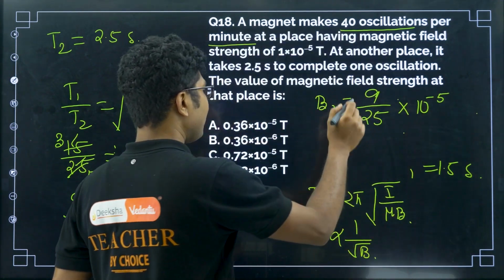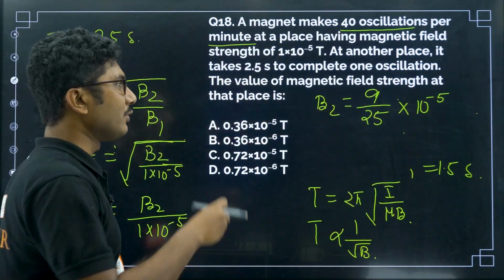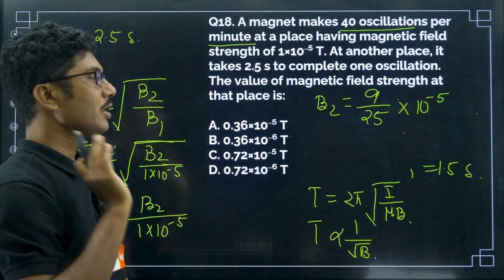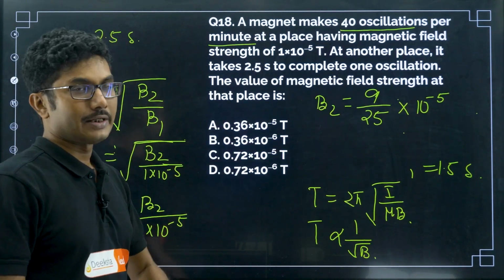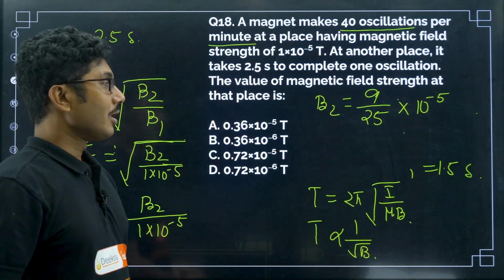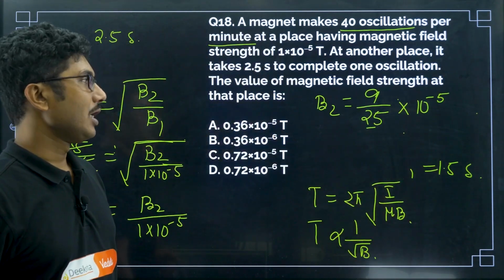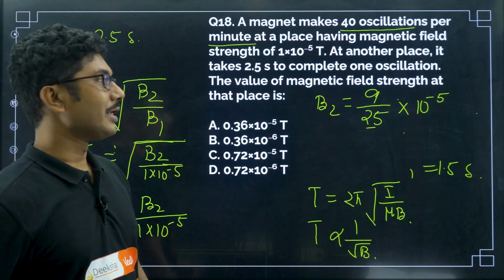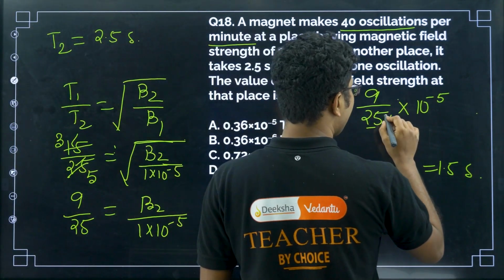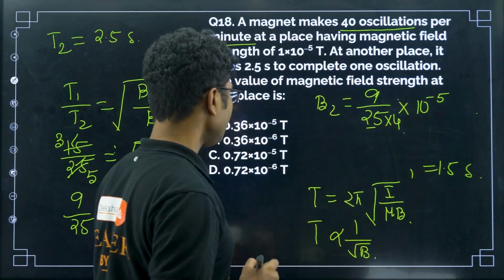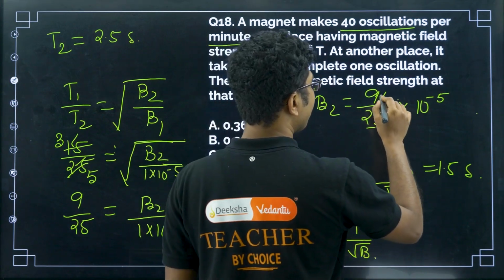Okay. Now 9 by 25 is what? How can you find what is 9 by 25? Because all the options are given in decimal numbers, the easiest way is to work with 25. How can you make 25 into 100? To make 25 into 100, you have to multiply it by 4.